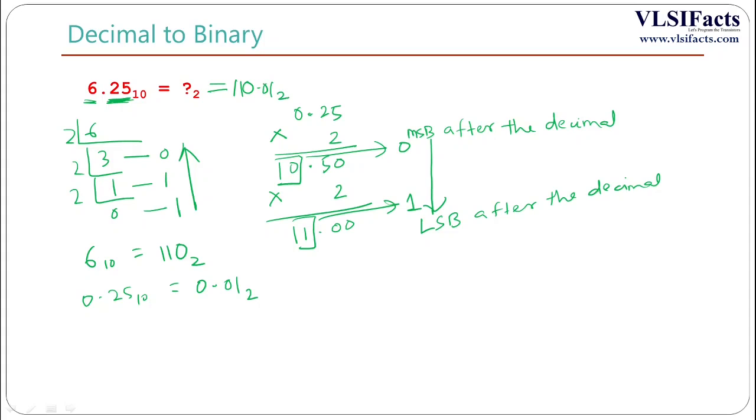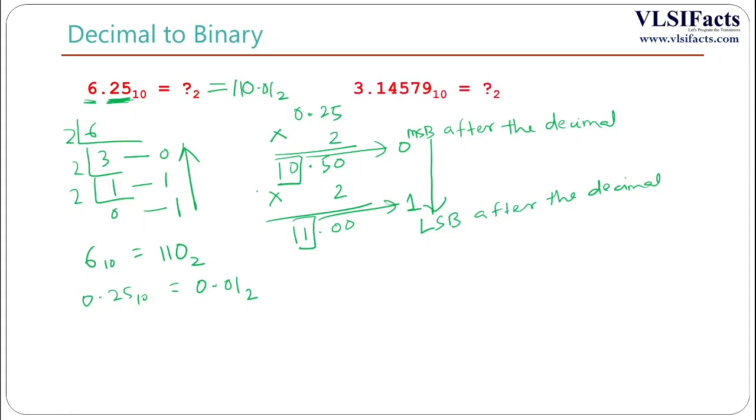So the binary equivalent of decimal number 6.25 will be 110.01 in binary. So in summary, for the number before the decimal point, we will follow the same technique which we have followed for the whole number conversion. That means repeated division process and collecting the remainder. Now for the number after the decimal point, we will multiply it with 2, collect the whole number part, and repeat the process till the fraction part becomes 0.